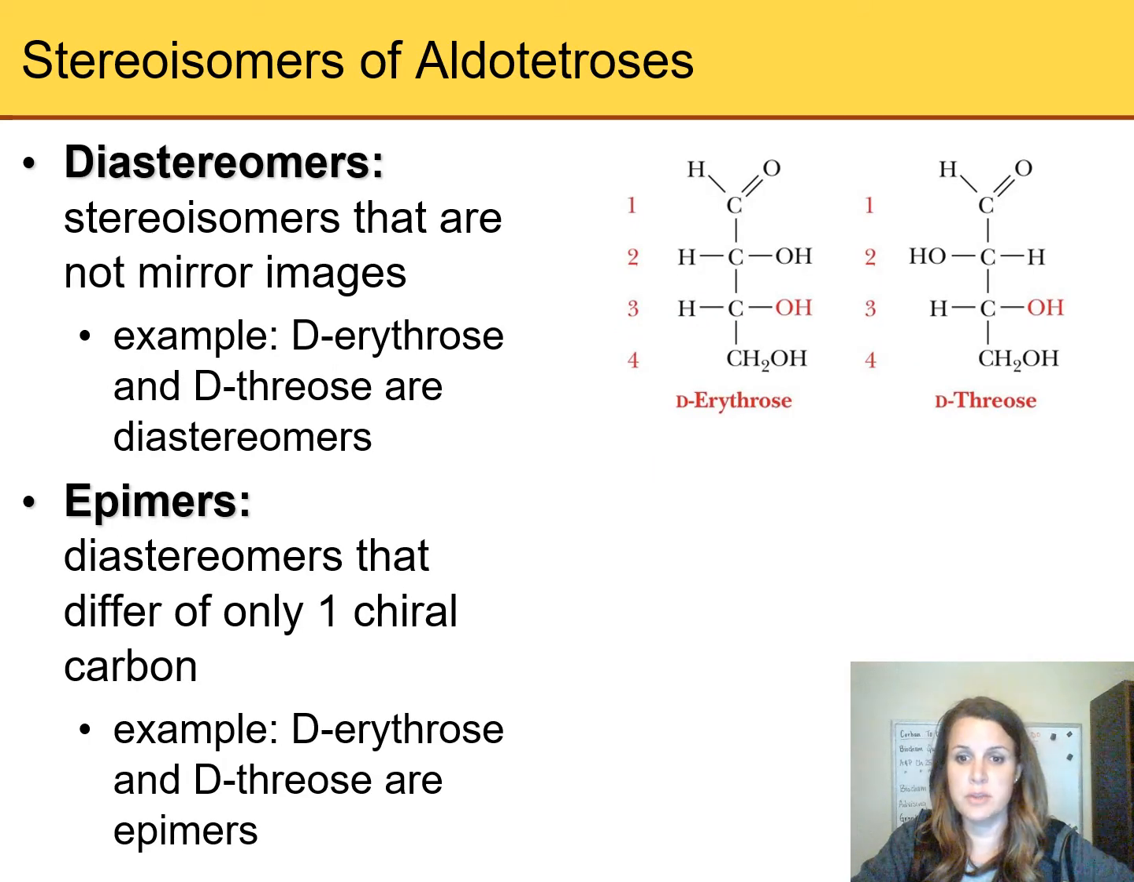So we saw before with glyceraldehyde that stereoisomers that are mirror images of each other are called enantiomers. Now we're moving on to tetroses. And what you see here is that we do have stereoisomers, but they wouldn't be mirror images of each other. So these two, D-erythrose and D-threose, are called diastereomers. Epimers are diastereomers that differ only in one chiral carbon, and these two would be epimers of each other.